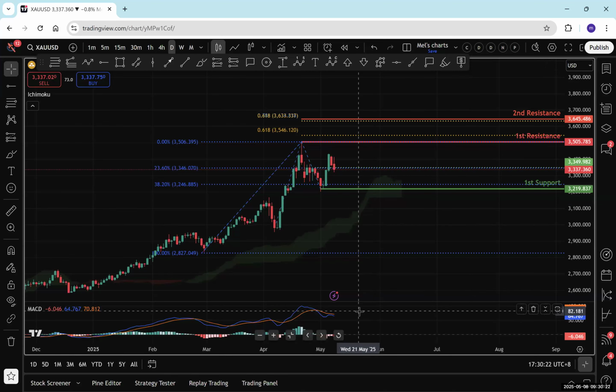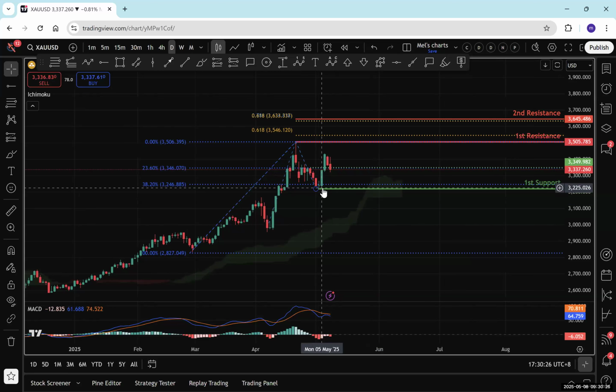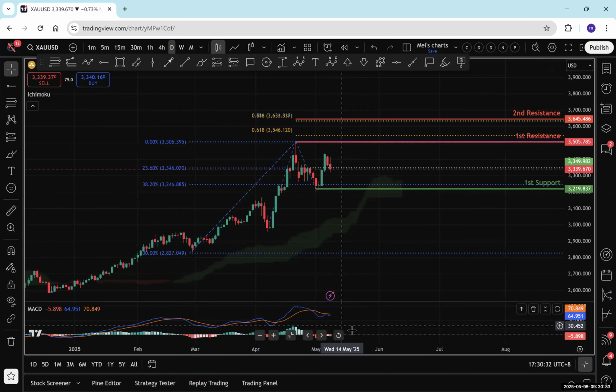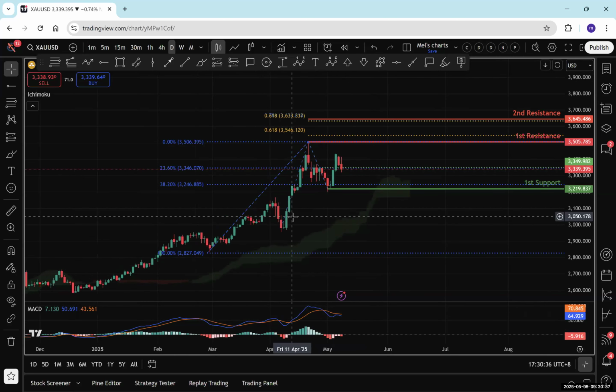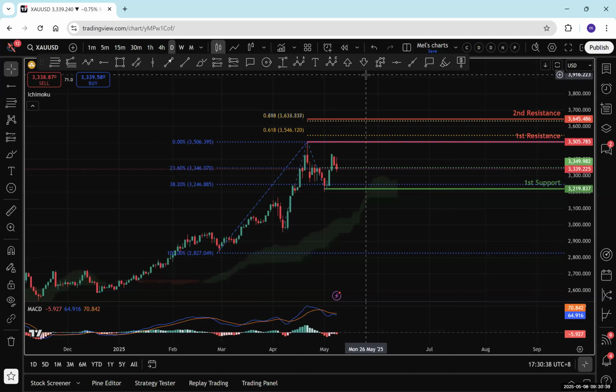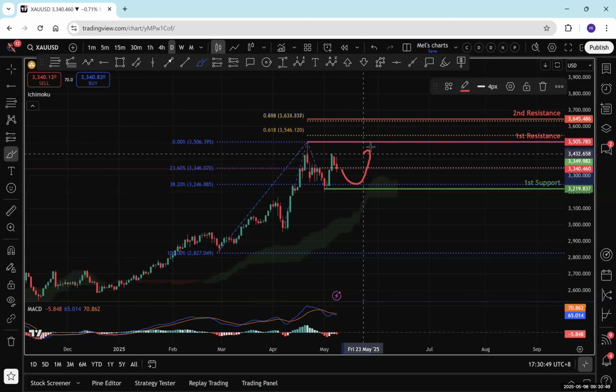So Ichimoku and MACD are both giving us different signals, right? With Ichimoku, price is moving above the cloud, so it is giving us a bullish signal, whereas MACD, you can see, is giving us a bearish signal. I'm expecting prices to continue moving upwards despite this recent drop. So similarly to before, I'm expecting it to drop down a bit more before reversing back up.